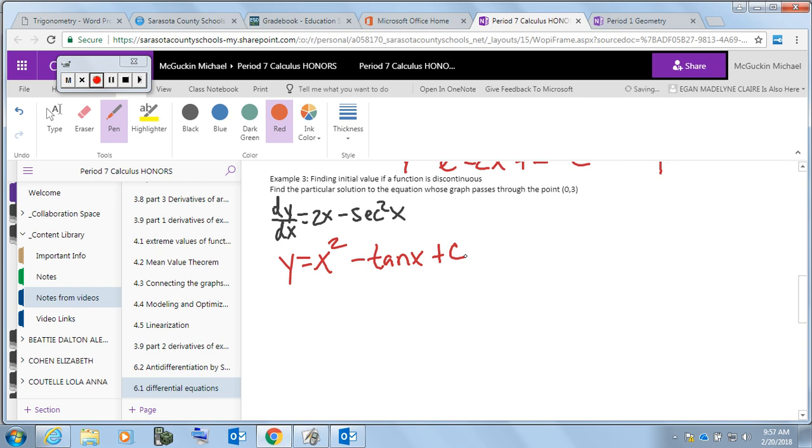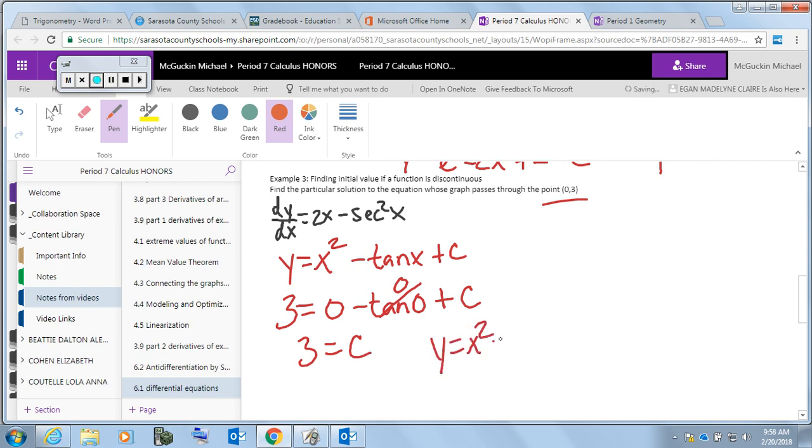So let's think about this. Now we have an initial value in which the graph goes through the point (0, 3). That means when x is 0, y equals 3. So 3 equals 0 squared minus tangent of 0 plus c. Simplifying a little bit, tangent of 0 itself is just 0. So in the end, you're just left with c equaling 3. And so the particular solution, when this is all said and done, is y equals x squared minus tangent x plus 3.